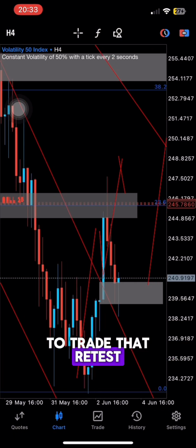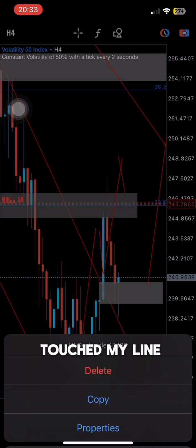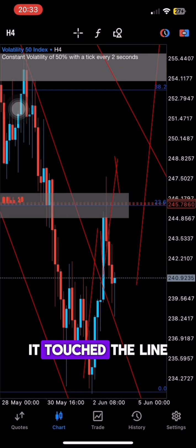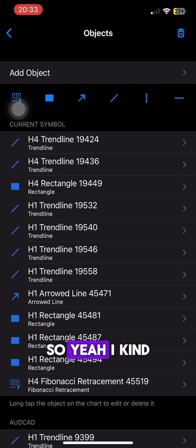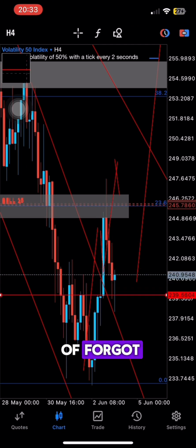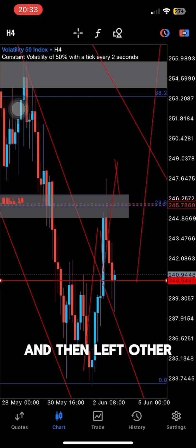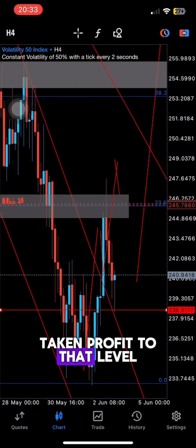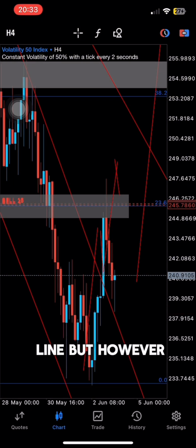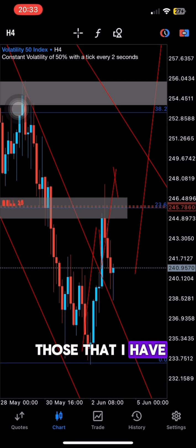and you don't have to trade that retest. However, as you can see, that retest went and touched my line. It touched the line very well and it continued going up. So here I kind of forgot, and then the market just hit my take profit and then left other positions open. So I would have taken profit to that level where I've put the line, but however, I still have the profit. I will just take those that I have.